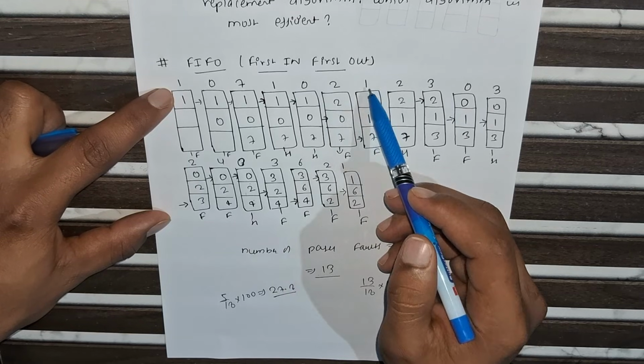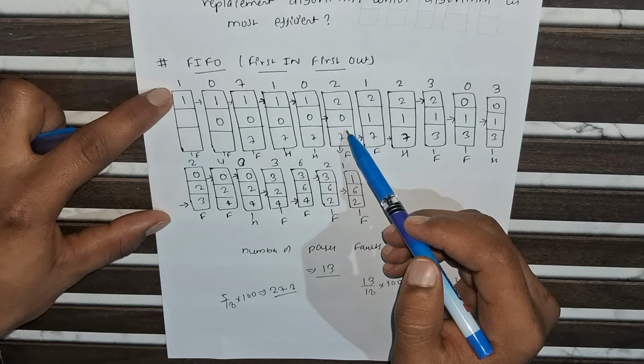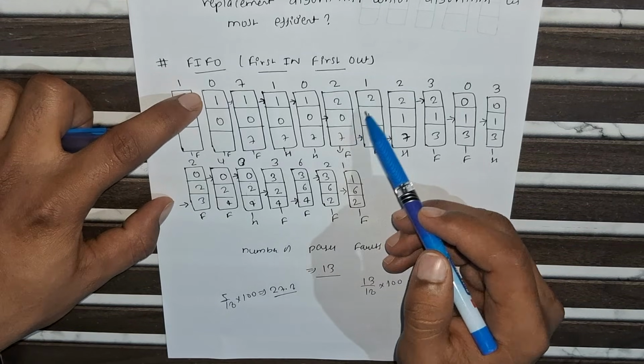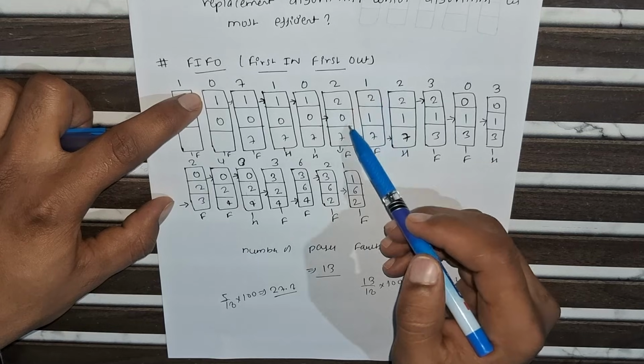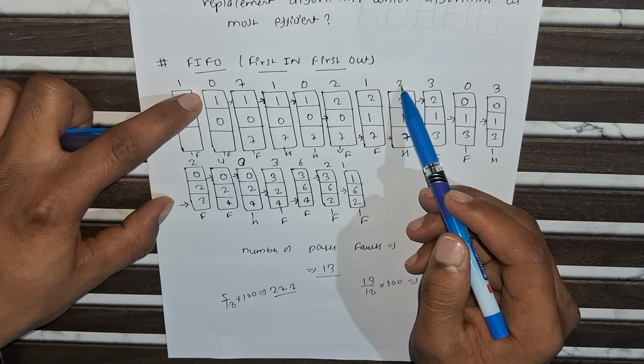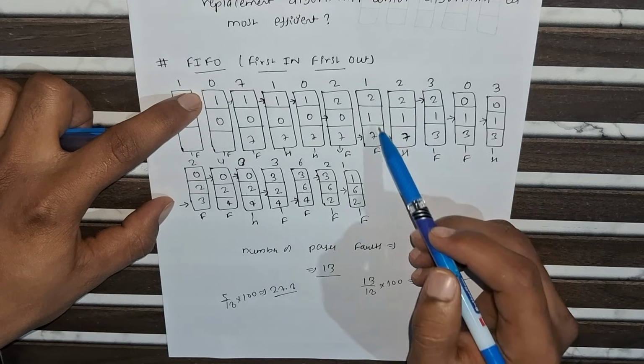In the next string, 1 is not there in the frame. So in the last frame, 1 is not there. So which string do we have to remove? We have to remove the 0 string which came first. So in place of 0, 1 is coming, so 2, 1, 7. Our new string is 2, so in the last frame 2 is there, so we can write it the same. So 2, 1, 7 this is a hit and this is a fault.